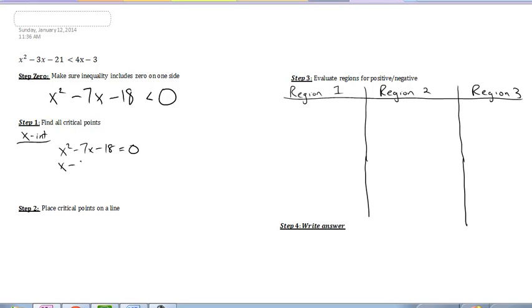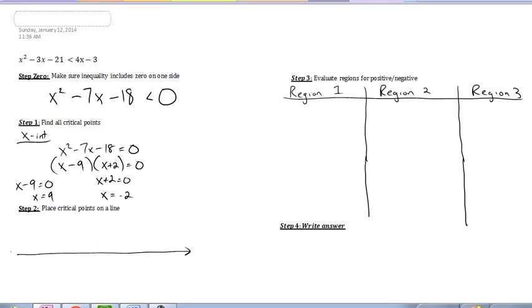In this case, we factor into x minus 9 and x plus 2 being equal to 0. And so x minus 9 equals 0, or x equals 9. X plus 2 equals 0, which tells us that x equals minus 2. Those critical points are the only places where the inequality can change from positive to negative. These are the only values that can break us into intervals. And so when we build our number line, those are the only values that go on the number line.